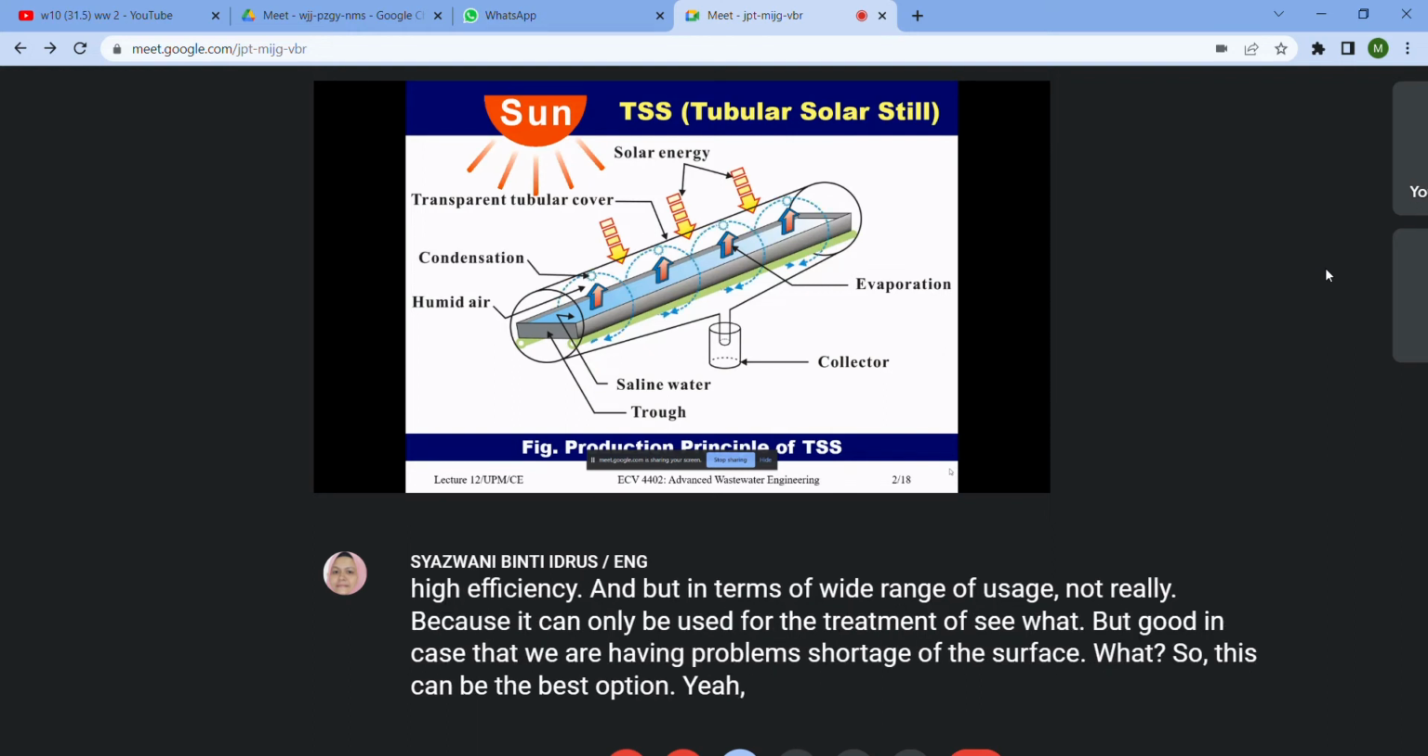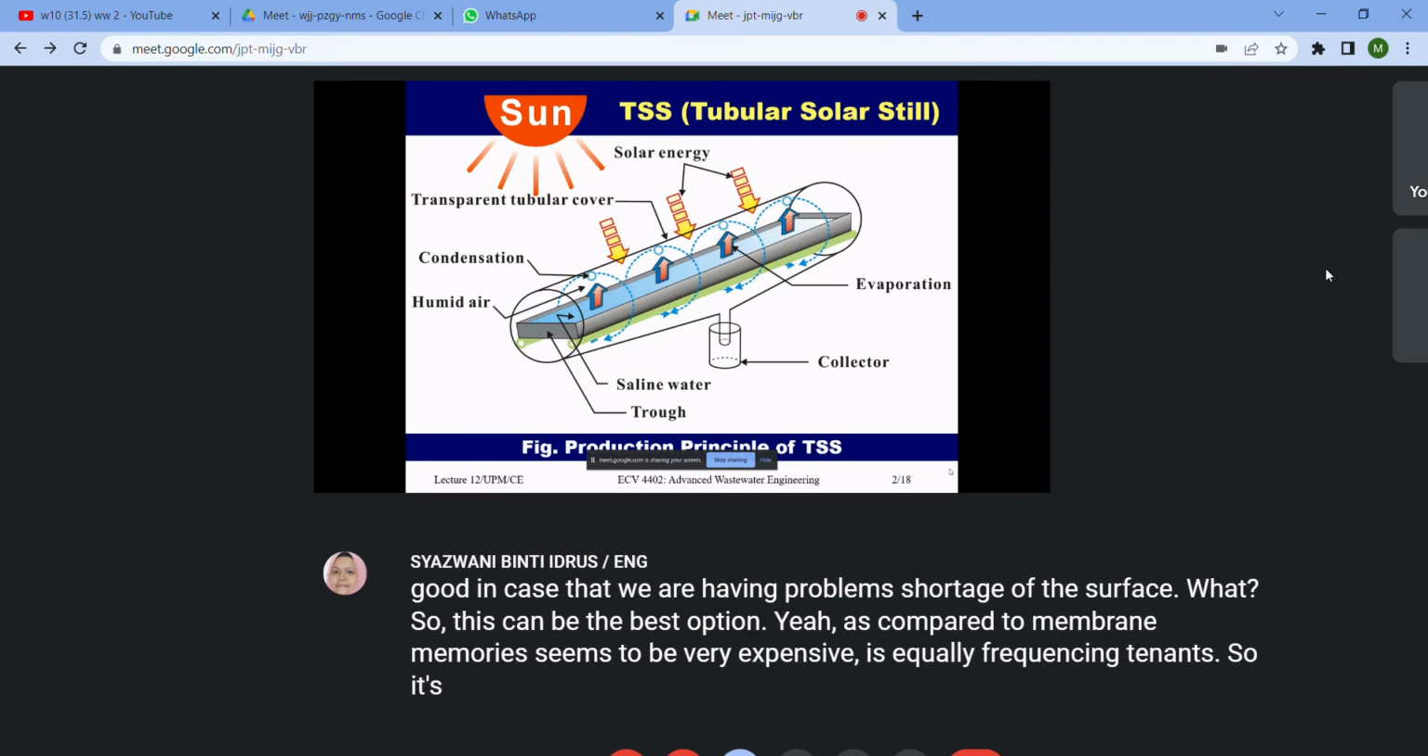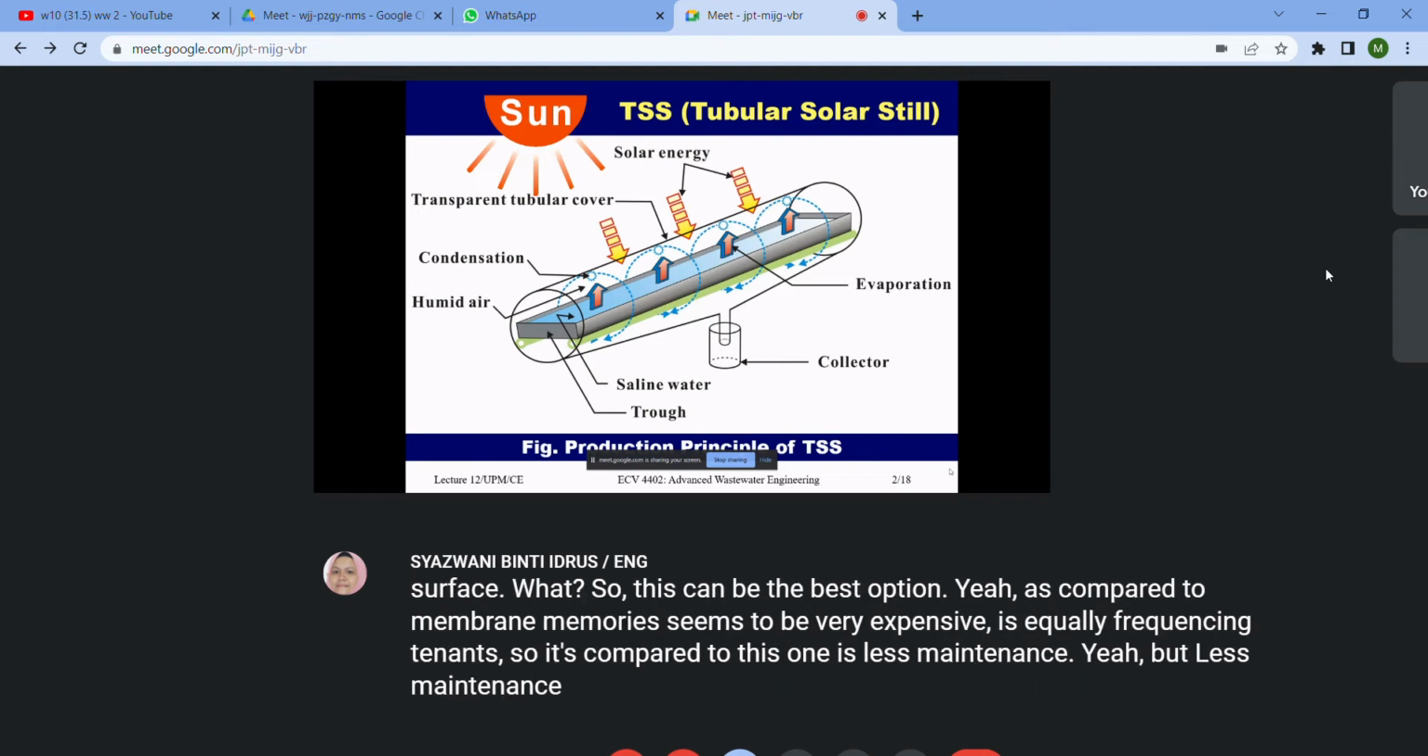As compared to membrane, which can also remove salt, the technology seems to be very expensive. It requires frequent maintenance. So as compared to this one, there is less maintenance. The cost is not so expensive because we use solar energy.